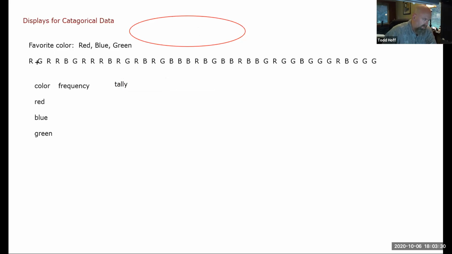As we go through our data, I'm just going to read them off and tally them up. I got red, green, red, red, blue. Green, red, red, red, blue. Red, green, red, blue, red. And we keep going. Green, blue, blue, blue, red.